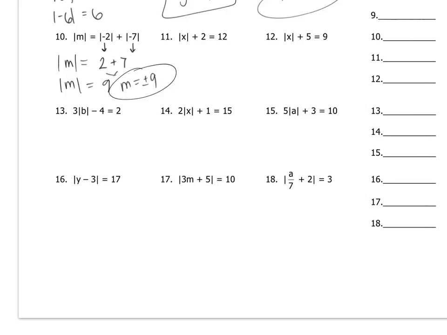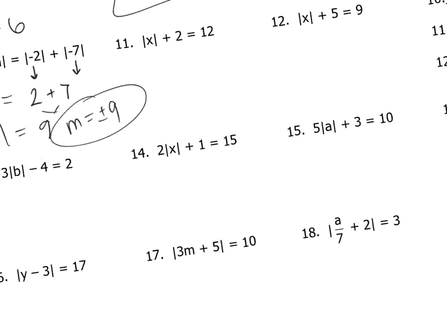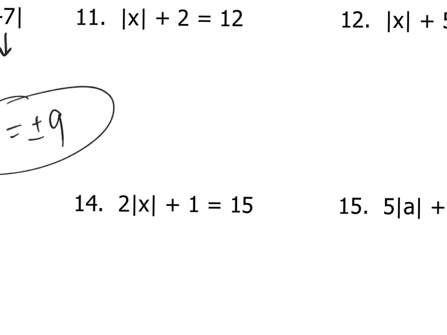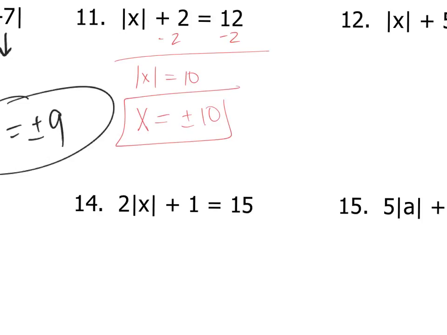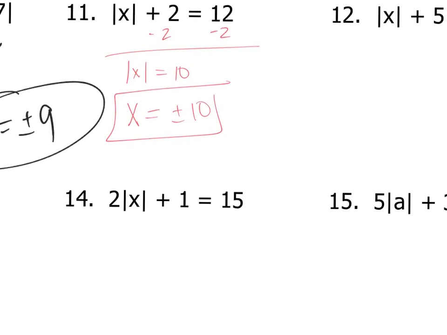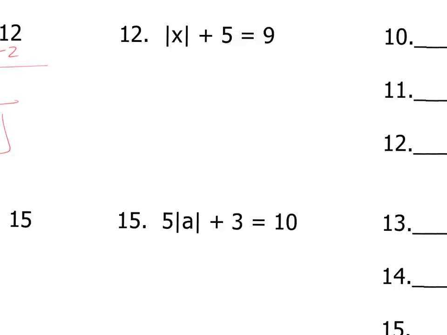For number 11, let's work to get the absolute value by itself, and then we'll solve for x. So first, let's go ahead and subtract this 2, and I get the absolute value of x equals 10. So that means that x must equal plus or minus 10, because the absolute value of positive 10 is 10. The absolute value of negative 10 is still 10.